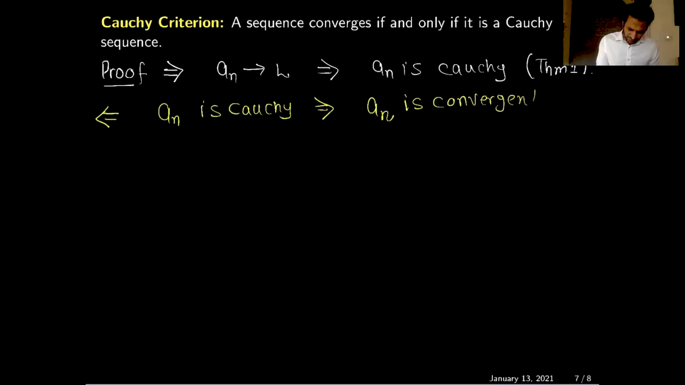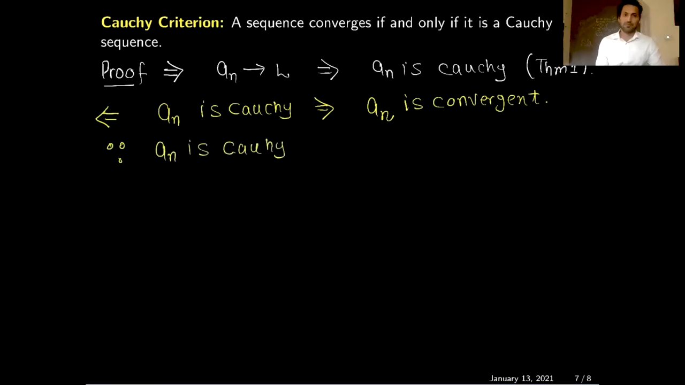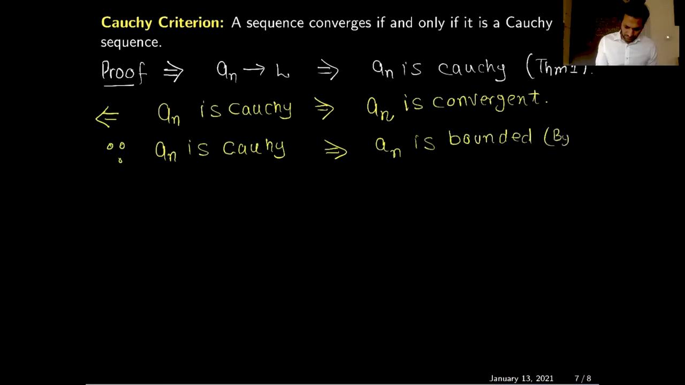So this is what we need to show. Let's again start from what is given. Since the sequence a_n is Cauchy, by theorem number 2 this sequence will also be bounded. We just proved that every Cauchy sequence is bounded. So this is by theorem number 2 of this lecture.